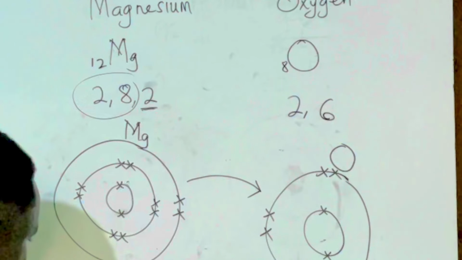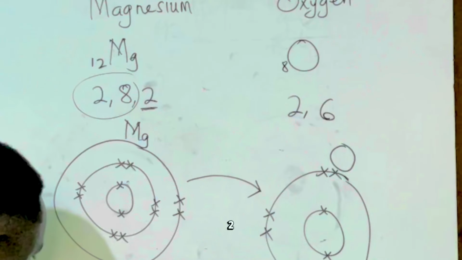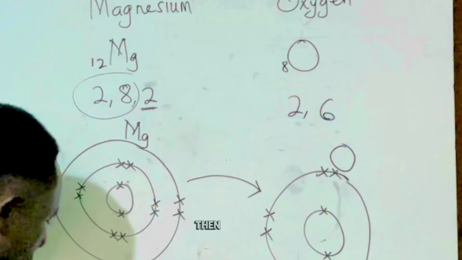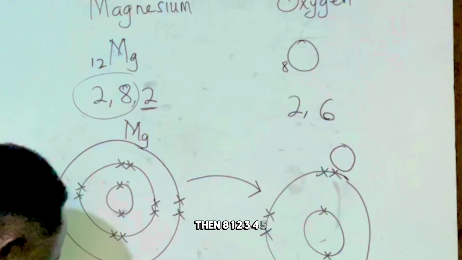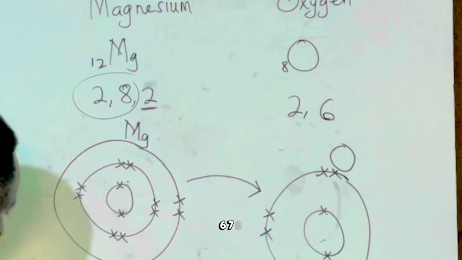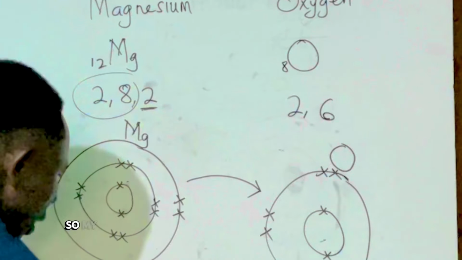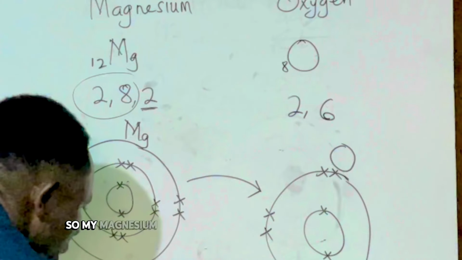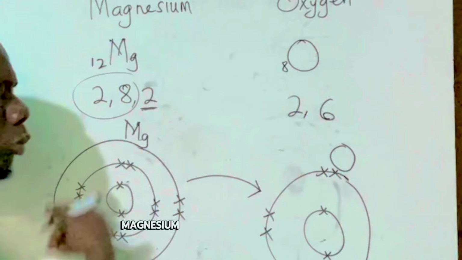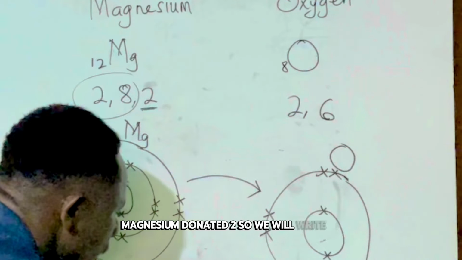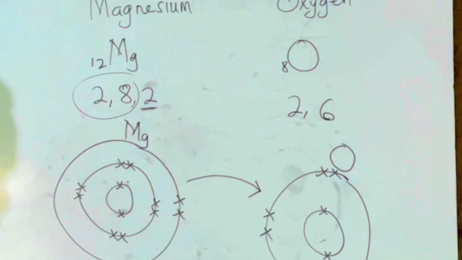So 2, then 8. 1, 2, 3, 4, 5, 6, 7, 8. So my magnesium here. Now, how many did magnesium donate? Magnesium donated 2. So we will write 2 plus.